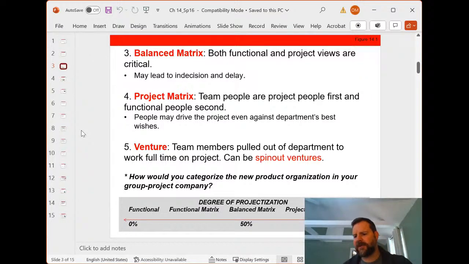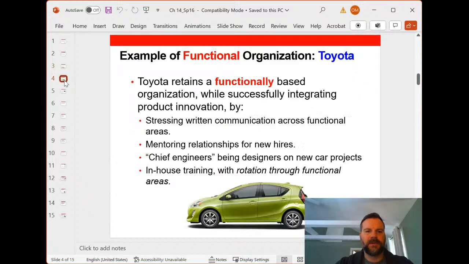This is really only for instances where you're trying to come up with something very radical and very different from what your company has done in the past. An example of a functional organization: Toyota generally does very functional organization. The engineers do one thing, salespeople do another, marketing people do another, and they stick to what they do.